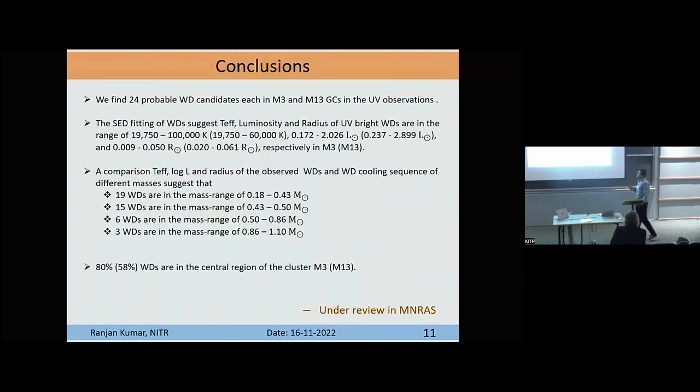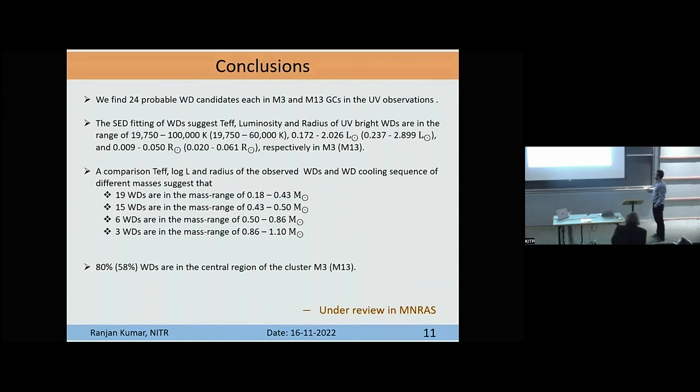So these are my conclusions. We find 24 probable white dwarfs in M3 and M13. SED fit suggests they are hot, from 19,000 Kelvin to 100,000 Kelvin in M3, and 19,750 to 60,000 Kelvin in M13.